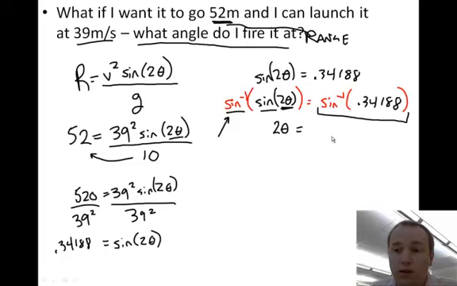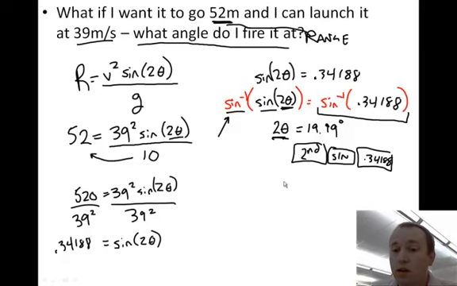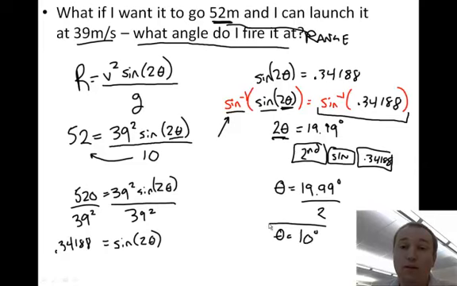To do this in a calculator, you hit your second button, and then you hit your sine button. And then you just shove in that value, 0.34188. And I get 19.99 degrees. Here's the problem. That's 2 thetas. So to get theta, I just divide 19.99 degrees by 2. And so I get theta is basically 10 degrees.